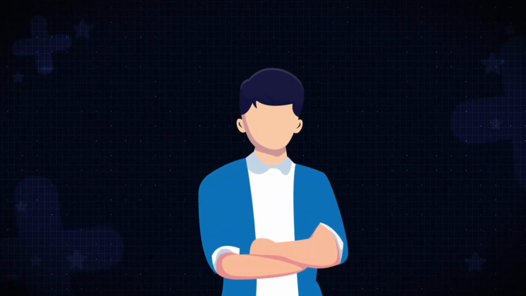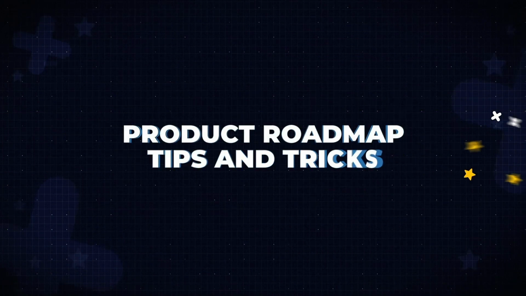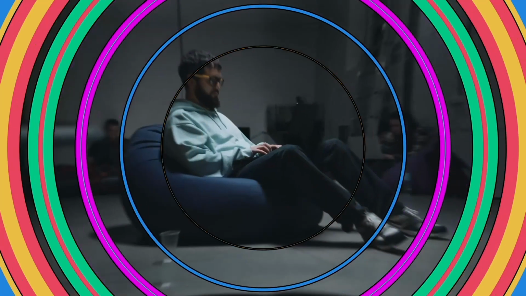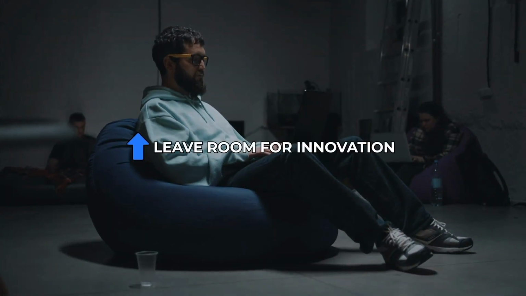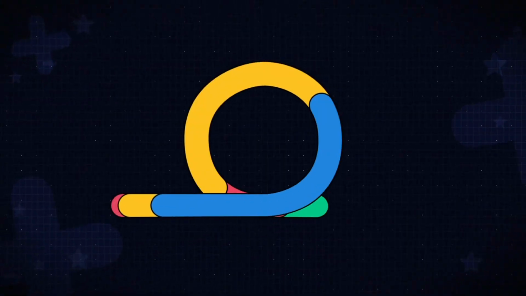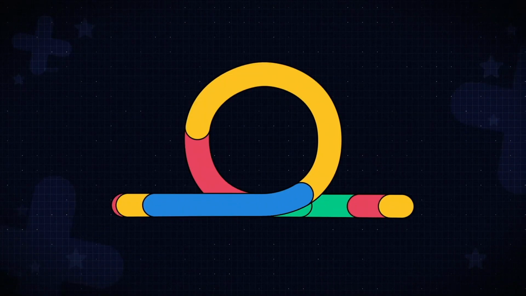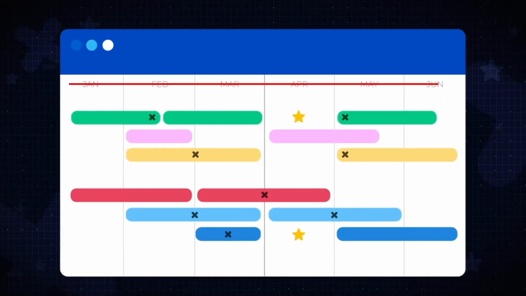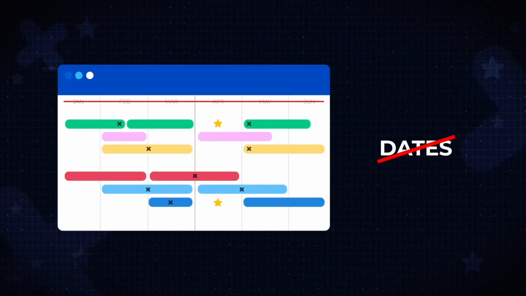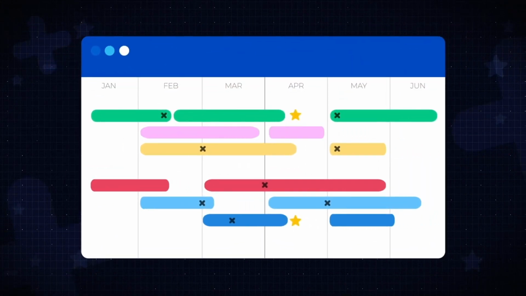If you're a product manager working on a roadmap, we have a few more tips for you. We recommend you leave room for innovation. Following the Agile methodology, don't be too strict with your deadlines and commitments. Some product managers choose not to include dates on the roadmap at all. Be flexible with your timeline and deliverables to eliminate unnecessary stress and quickly adapt to changing needs.